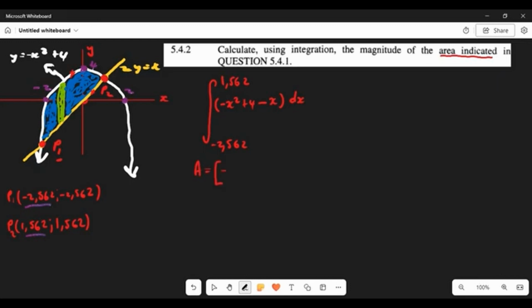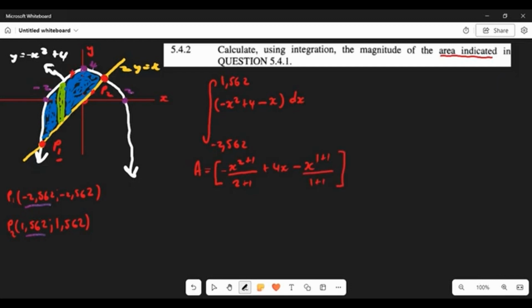So let's start. You can say A for area is equal to, let's find the integral of this here. It's going to be negative x squared plus 1 as a power divided by 2 plus 1, plus, now let's look at the second term, which is 4. You just multiply by x since we are integrating with respect to x, minus, and then the last term, which is x to the power of 1 plus 1 divided by 1 plus 1.